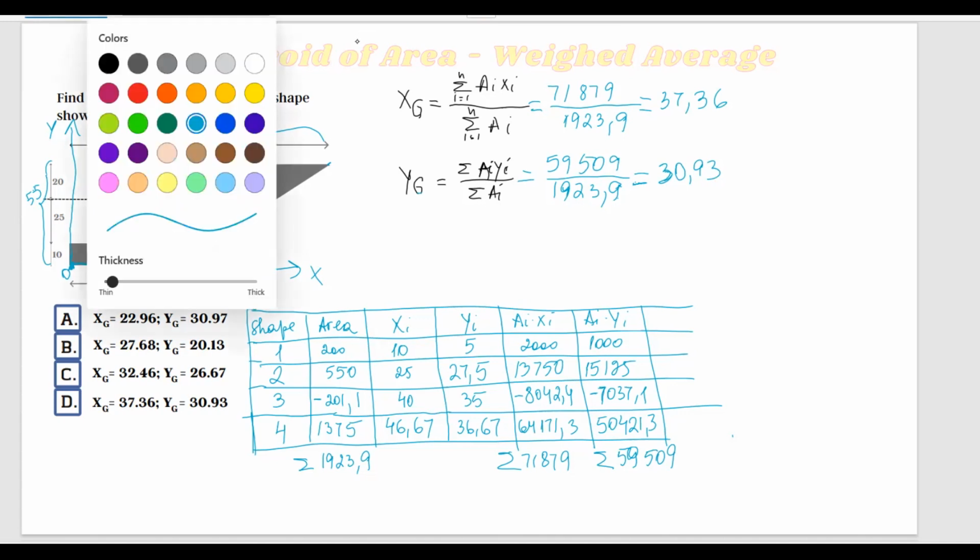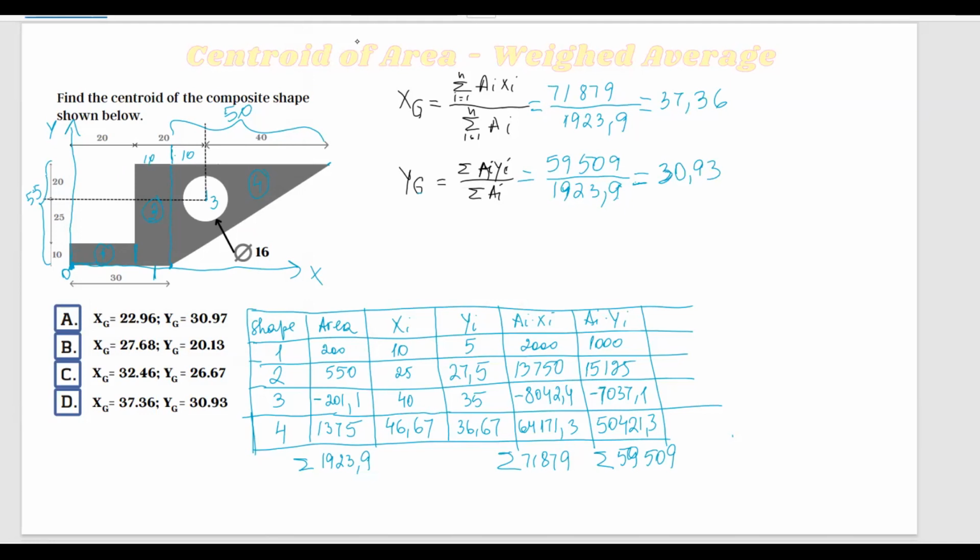And if you would like to represent that, you can find the x value is 37.36. So it's going to be somewhere on this line over here. And then the y value is 30.93. If I was to come here, this point is 35, and I have 30, so I'm a little bit below this. So I can just assume it's approximately on this line. And then, so somewhere in this point is the centroid of this composite shape.